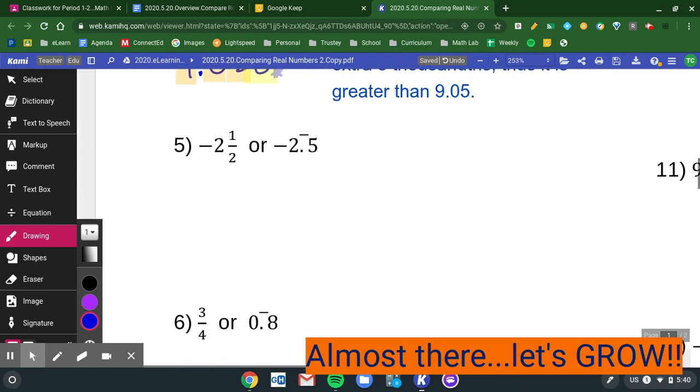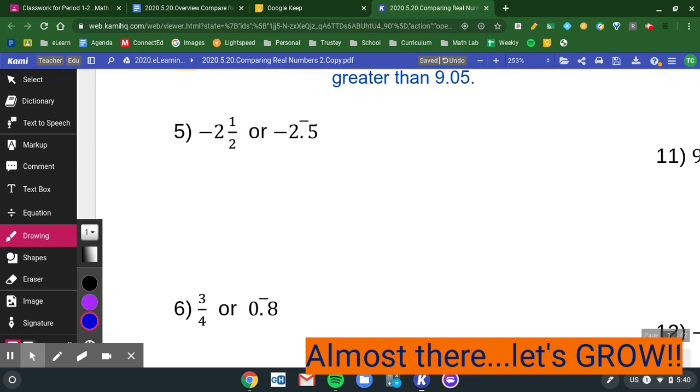Moving along to number 5. It appears that the formatting doesn't look okay, but here's what we're comparing. We're comparing -2.5 versus -2.5 repeated. If I were to rewrite those both in decimal form, I prefer decimal. You're welcome to do it in fraction or mixed number form. A half naturally is 5/10.